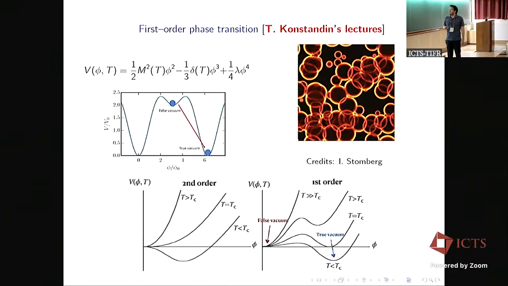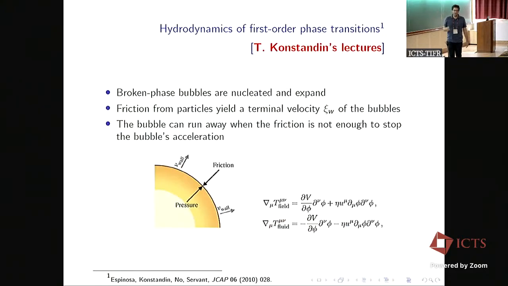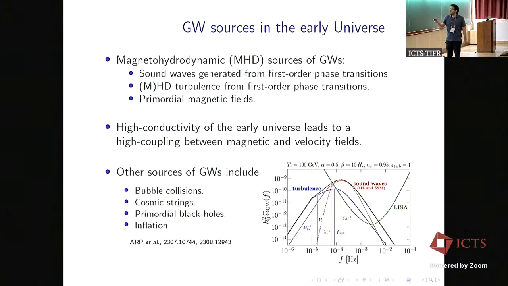Of course, you have already heard about first order phase transitions and their dynamics, as well as the hydrodynamics that can be induced in the primordial plasma from the nucleation and expansion of bubbles, and at the same time from their collisions. And in particular, this will be one of the sources that we expect for gravitational waves, and I will be focusing mostly, as the title says, on magnetohydrodynamics. So basically, on the sources of gravitational waves which are related to magnetic and velocity fields.